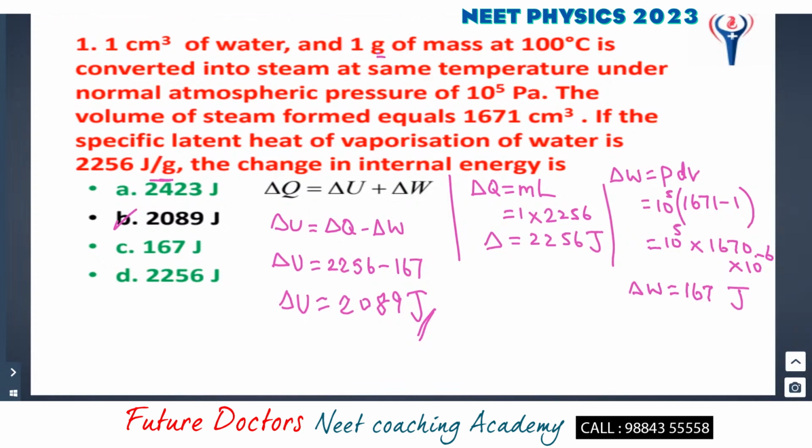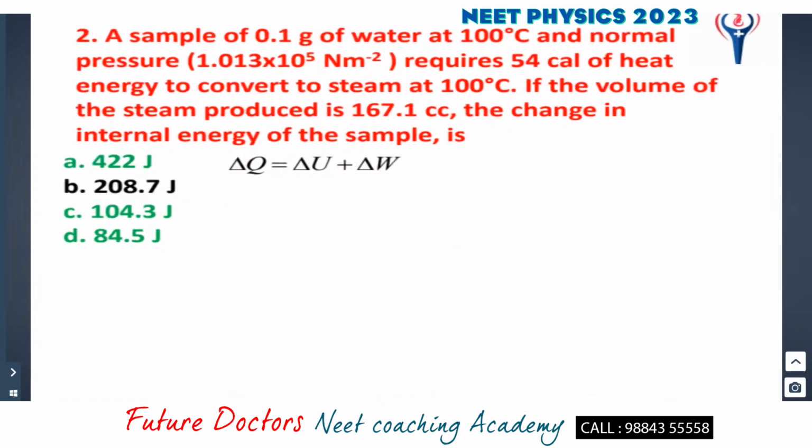Let's move to question number 2. A sample of 0.1 gram of water at 100 degrees Celsius and normal pressure 1.013 into 10⁵ Newton per meter square requires 54 calorie of heat energy to convert to steam at 100 degrees Celsius. If the volume of the steam produced is 167.1 cc, the change in internal energy of the system sample is dash. Same formula, that is first law of thermodynamics, ΔQ equal to ΔU plus ΔW.